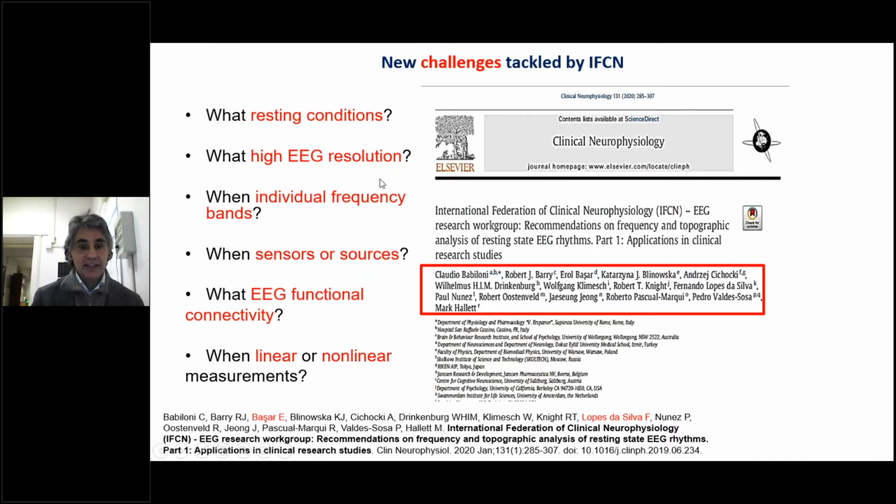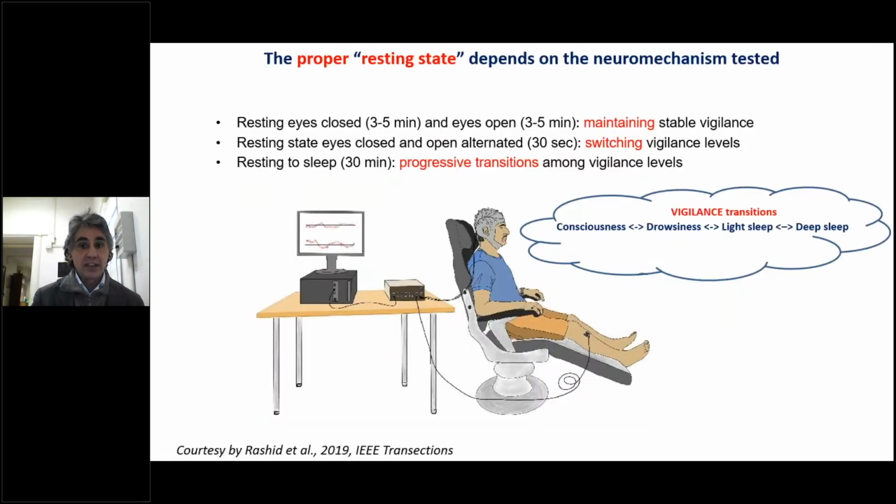To tackle these questions, the International Federation of Clinical Neurophysiology asked a work group, and you can see the names of the scientists participating in this editorial challenge. The work group suggested that the proper resting state condition depends on the neurophysiological mechanism that you want to study in your patients. For example, resting state eyes closed for 3-5 minutes and eyes open for 3-5 minutes are useful to investigate the maintenance of a stable vigilance.